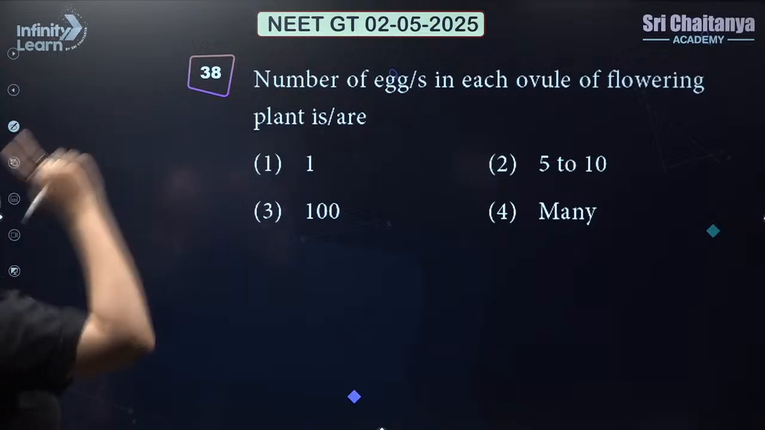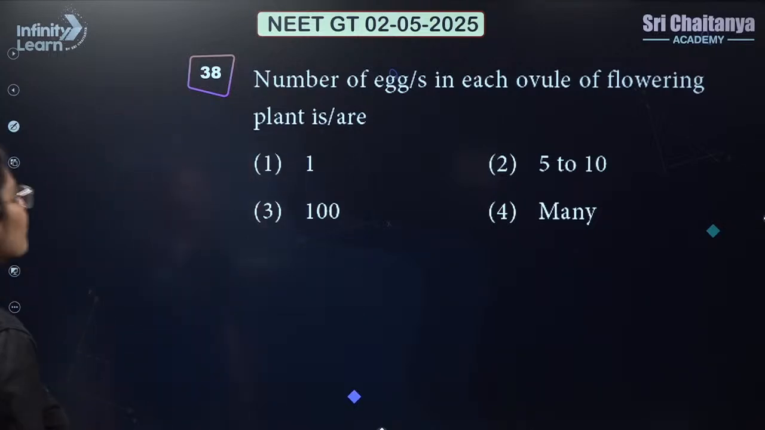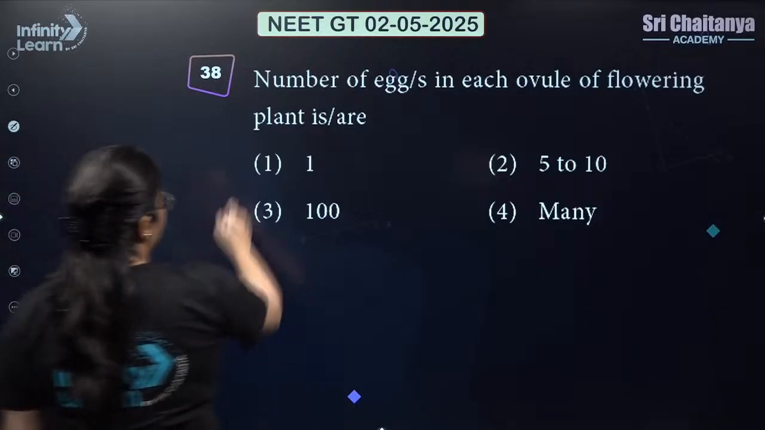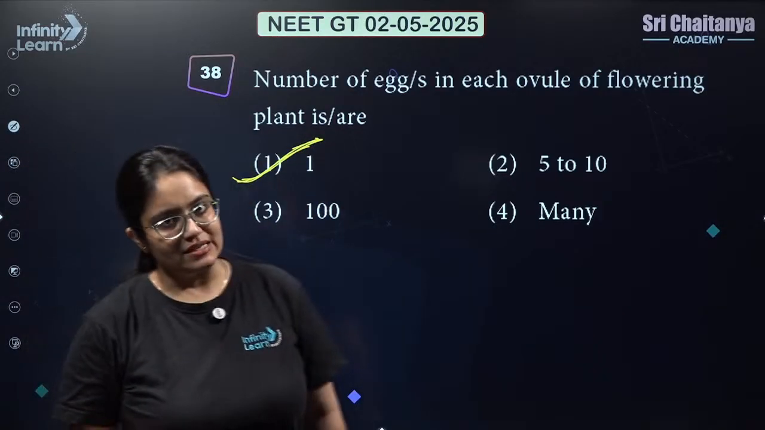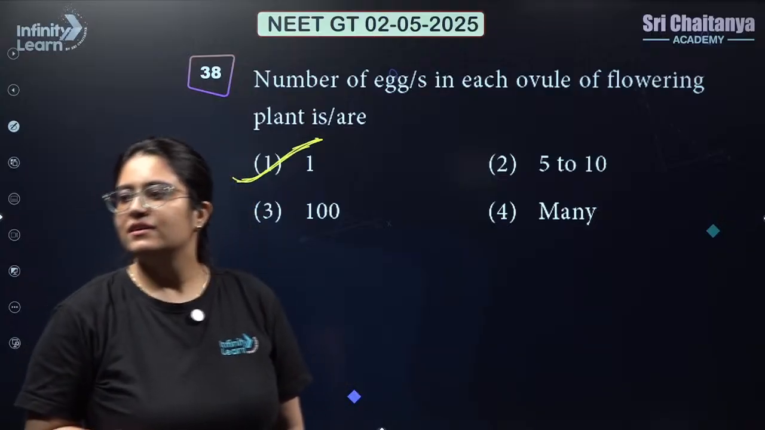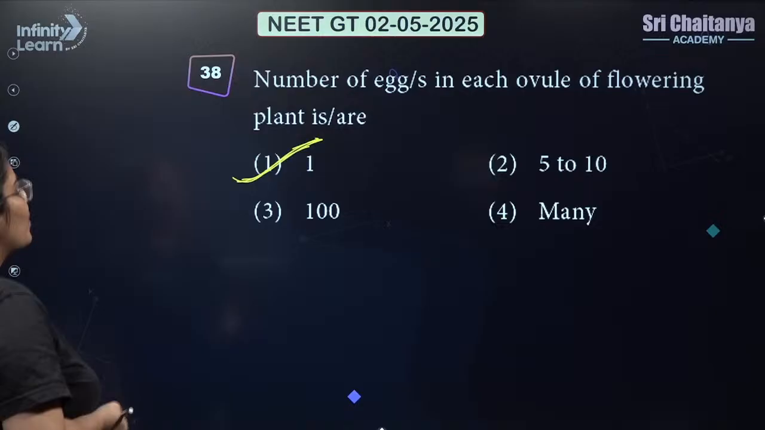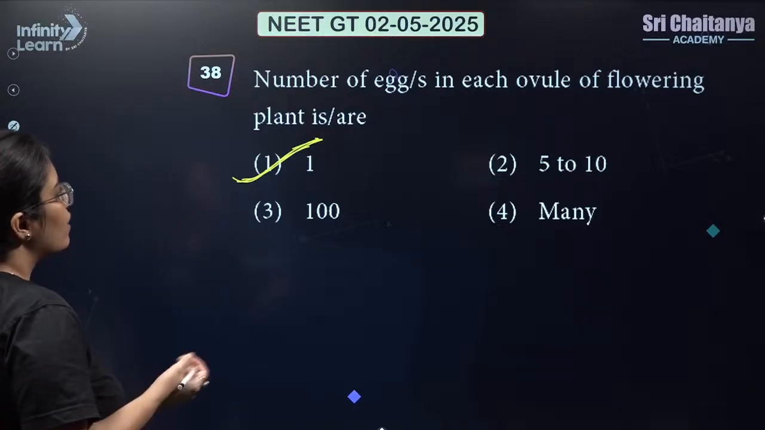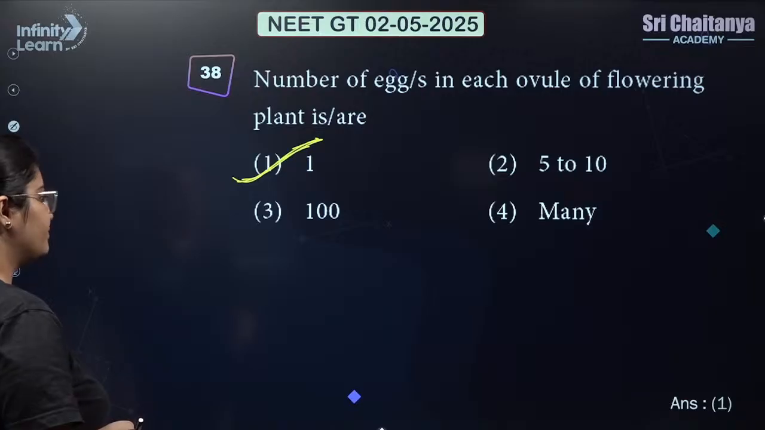Number of eggs in each ovule of the flowering plant. So it has to be 1. You can consider it as the egg or the female gamete also. Next, question number 38: number of egg or eggs in each ovule of the flowering plant is or are? Answer is 1.